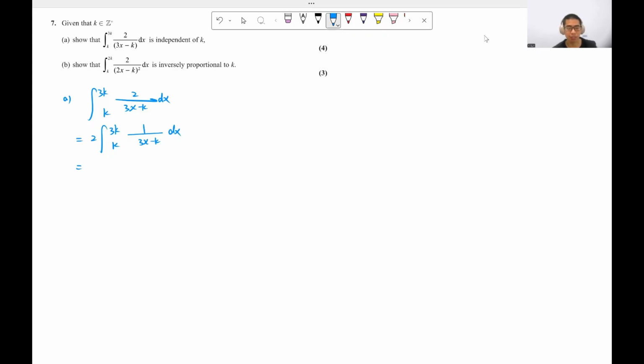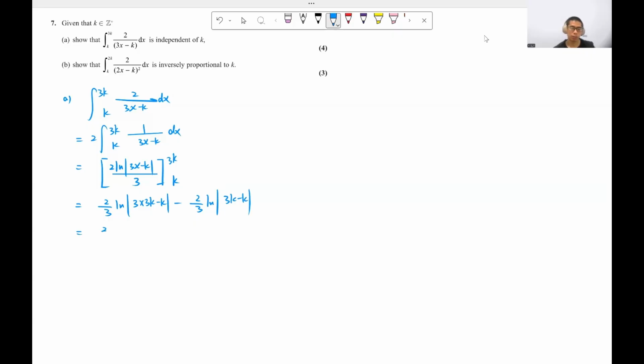So that's just ln. That would be ln of 3x minus k. And then always remember, if it's a linear expression, we divide by the coefficient of x, which is 3. And we put 2 back, and then with limits k to 3k. So now we just have to substitute in the limits. So we have 2 over 3 ln of 3 times 3k minus k, and then minus 2 over 3 ln of 3k minus k.